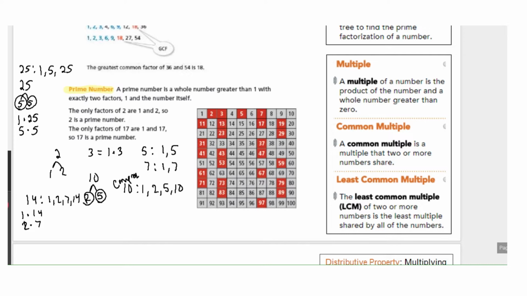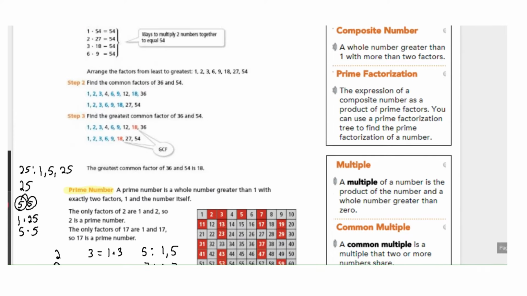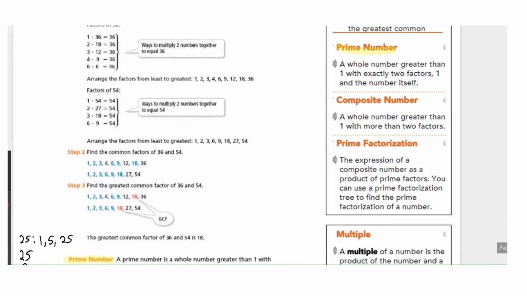You're going to need to know the difference between prime and composite to understand prime factorization, which is what we're going to be going over in this lesson. All right, so that brings me to a composite number. Go ahead and highlight that, which we already just talked about. It's a whole number greater than 1 with more than two factors. And then we have prime factorization, the expression of the composite number as a product of prime numbers.